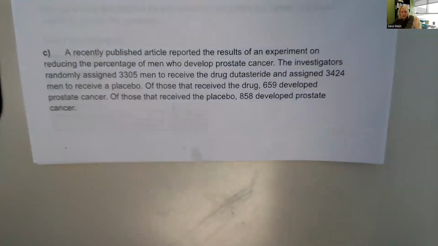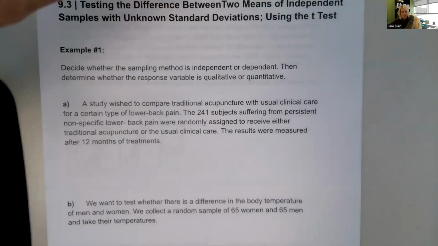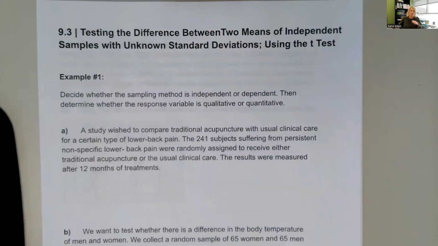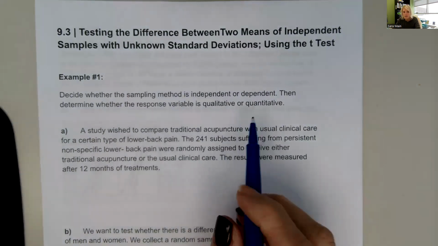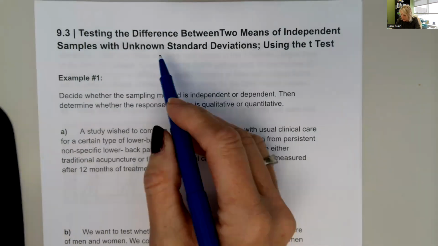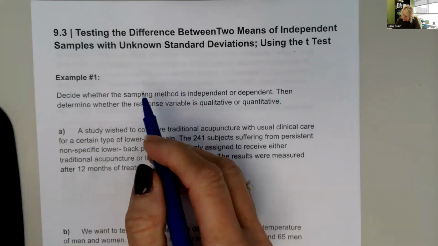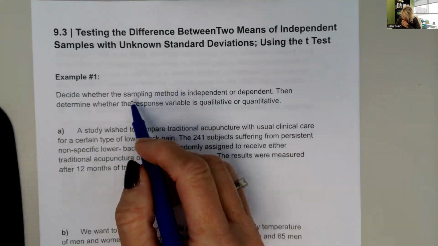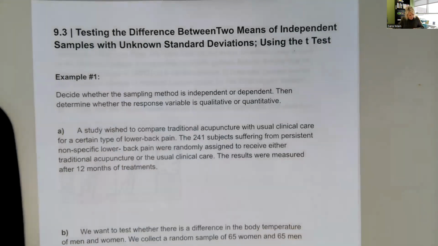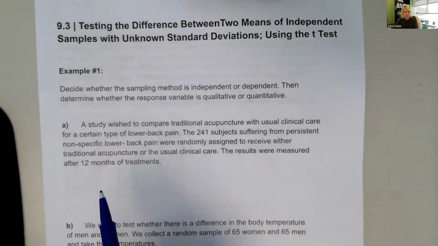Okay. We are skipping chapter 9.2. We're going to 9.3. And this is testing the difference between two means of independent samples with unknown standard deviation. So we're using a t-test. So let's look at our examples here.